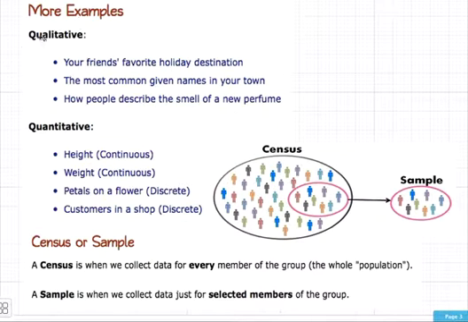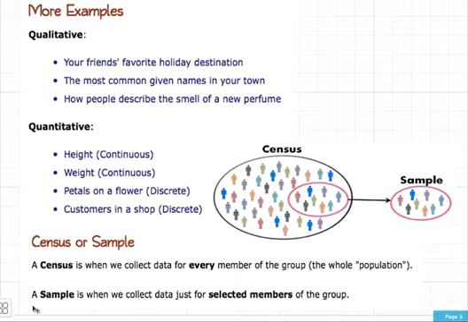And there's a couple more examples here. You probably don't need to write these down. Just have a look so you understand the difference between categorical data. If you were to go out and collect information or data about certain things or favourite holiday destination, that would be a category. It's not a number. Whereas numerical things, you've got height and weight, but you've also got discrete things like customers that come in a shop and petals on a flower.